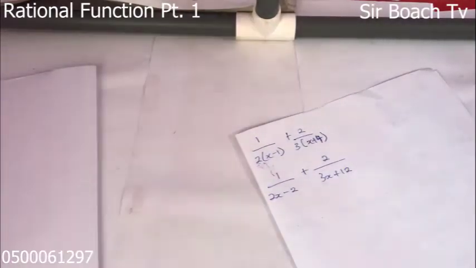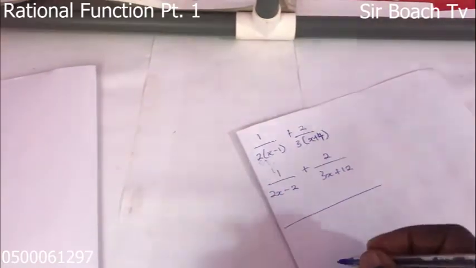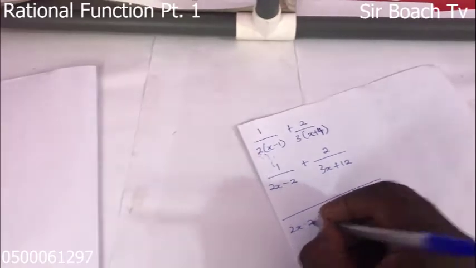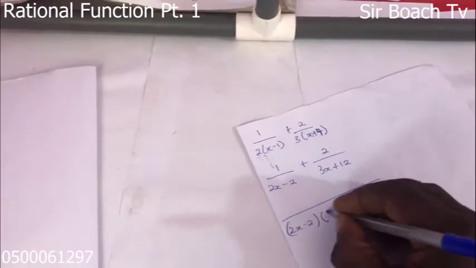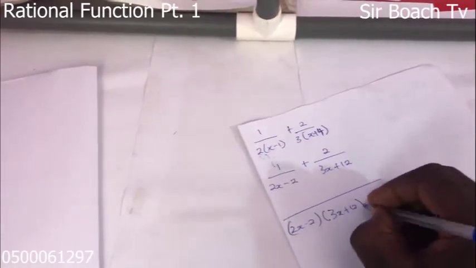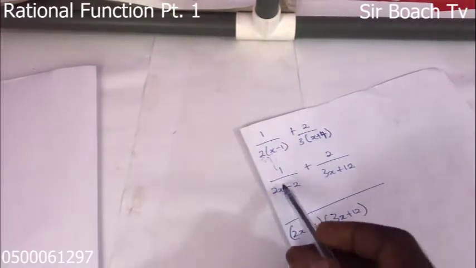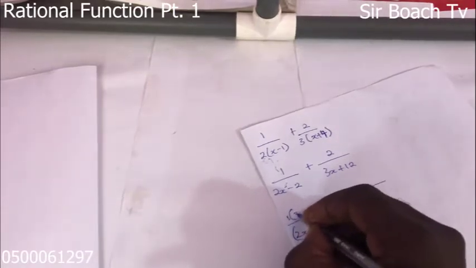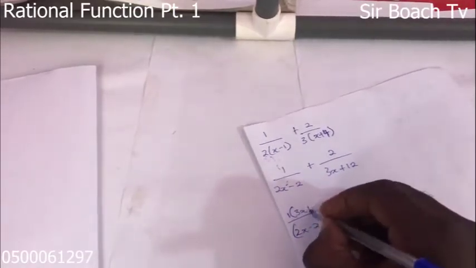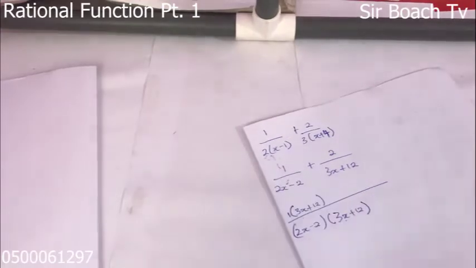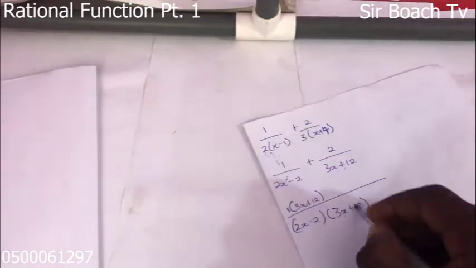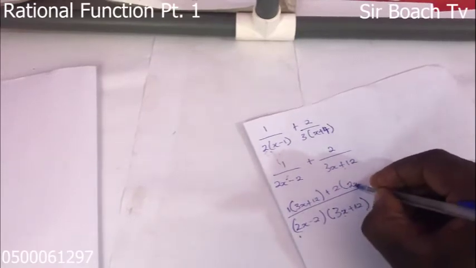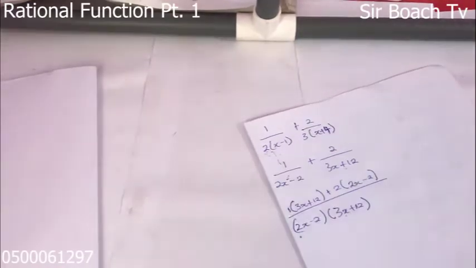So what do we have to do? We have to find the LCM. So our LCM here will be 2x minus 2 in one bracket, and also 3x plus 12 in another bracket. So this one goes into this one time. This time this will give me 1 bracket 3x plus 12 bracket close. Then this one will go into this one time. We're going to get plus 2 bracket 2x minus 2 bracket close.